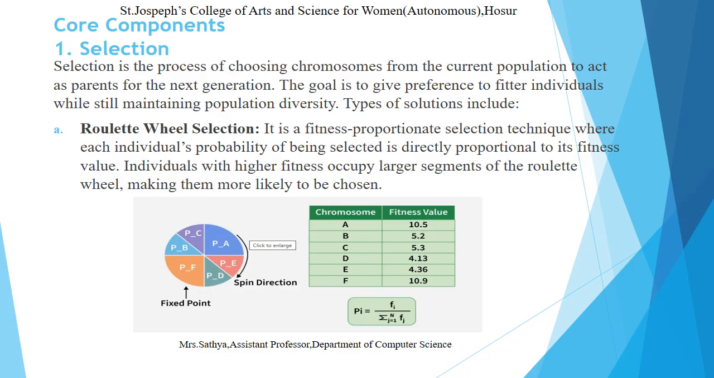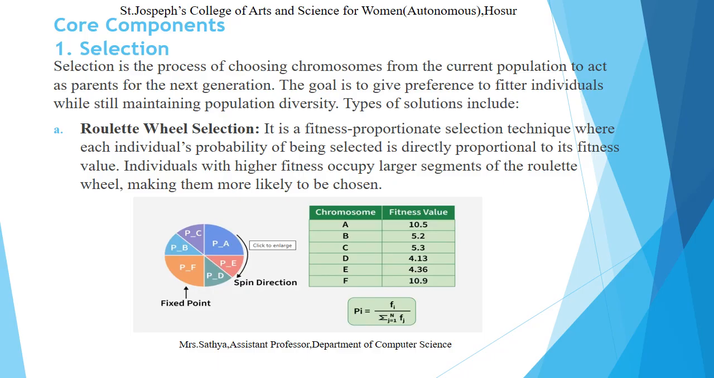There are two popular methods. The first one is roulette wheel selection. The second one is tournament selection. Roulette wheel selection is a fitness proportionate selection technique where each individual's probability of being selected is directly proportional to its fitness value. The fitter the solution, the higher the chance of being selected.